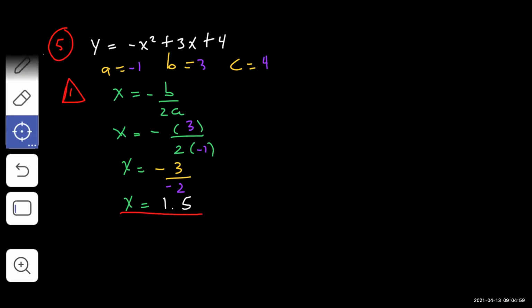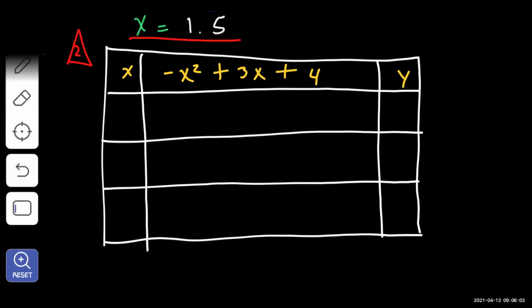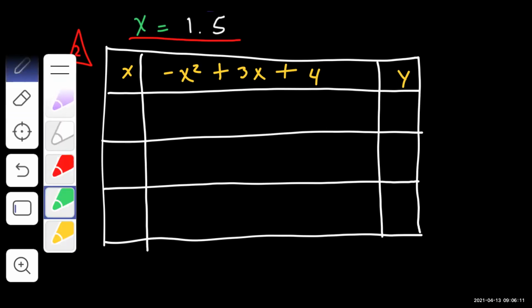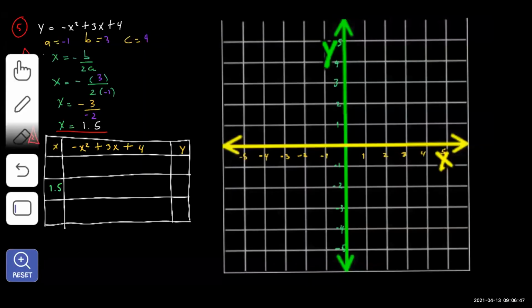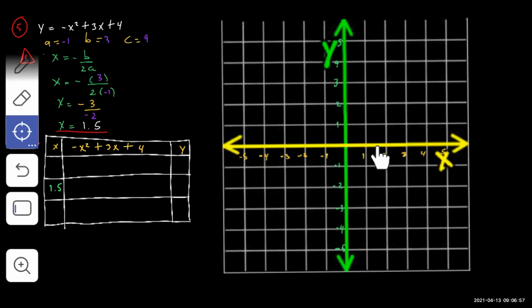Let's go to the second step, which is to make the table and put this value at the center. Once we have the table, this value from step 1 is going to be at the center. x equals 1.5. Then you need to take values to the left and right of 1.5. If you don't see that, let me show you the graph. 1.5 is a point like this here. We need to take values to the left and right of this point.